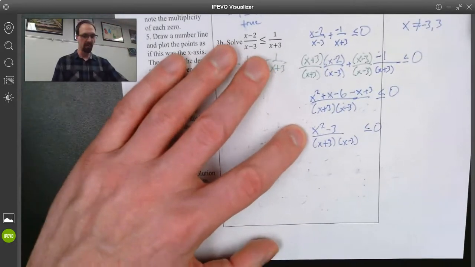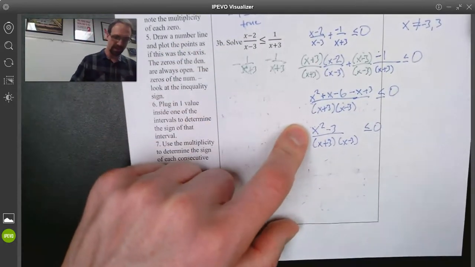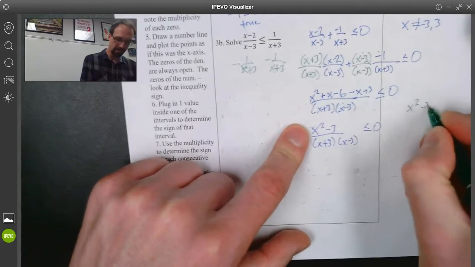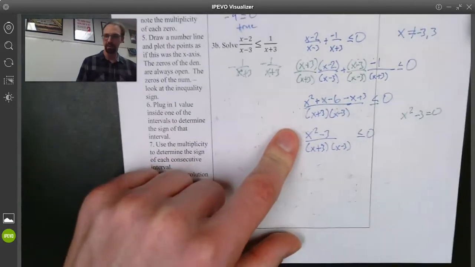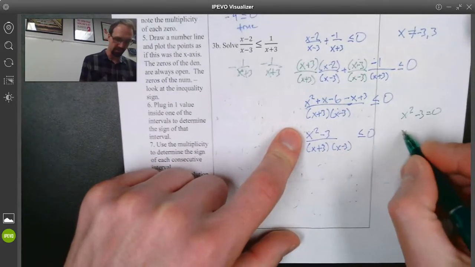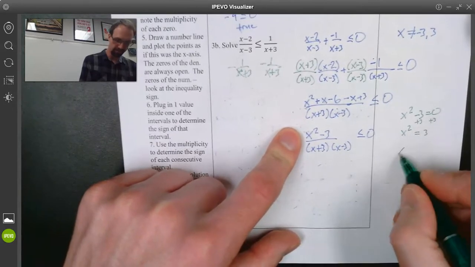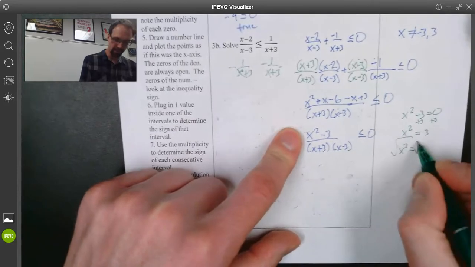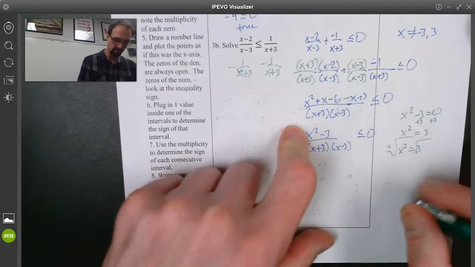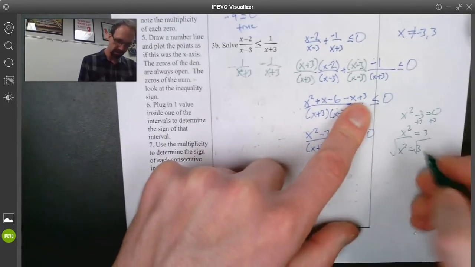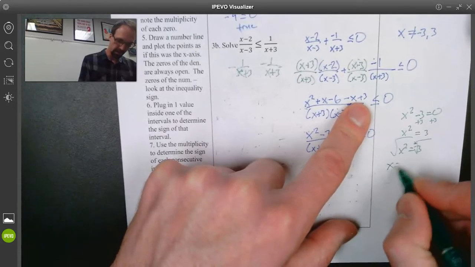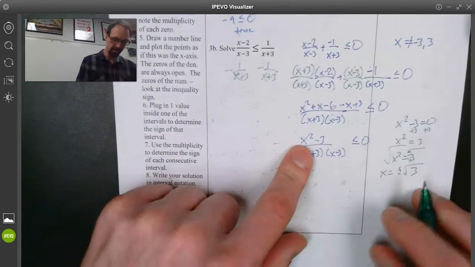So now if I factor my numerator, I get x squared minus 3. If I solve this for when it's zero, I end up with x squared equals 3. Oh, sorry, the plus or minus is on the wrong side. So I get x equals plus or minus the square root of 3 for my solution.